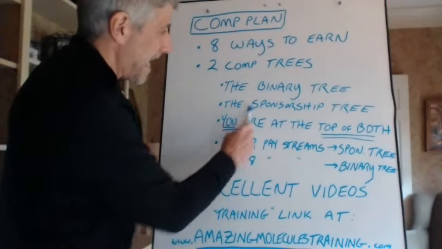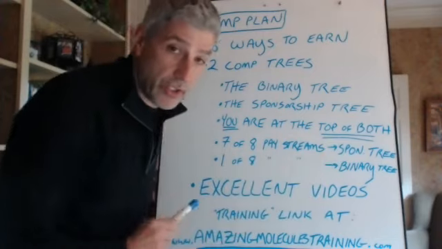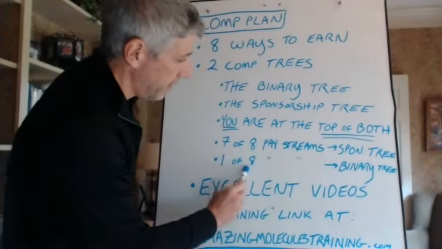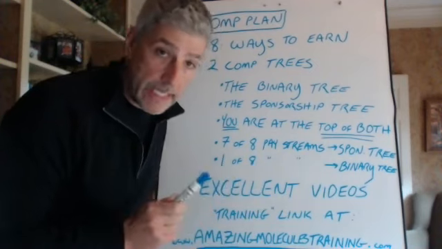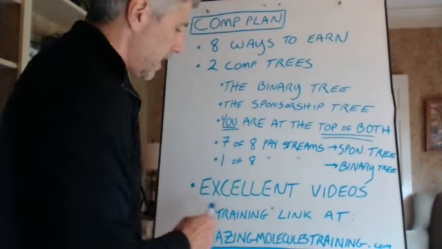And out of the 8 ways that you get paid, 7 of those ways are paid on your sponsorship tree. Only one of them is on your binary tree. It's called team commissions, okay? So this is just conceptually, and I'll draw the picture in a minute.